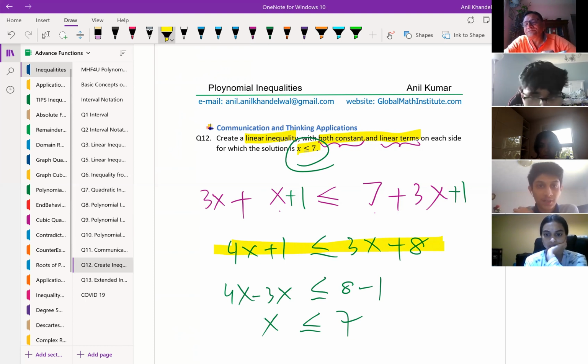Sure. So there's a diverse amount of answers for questions like these, right? There's a lot of answers for questions like these. Right? Yes, yes, yes. Many answers. Of course, you could add anything, right? But the idea is you have to add a linear term on both the sides. Is it okay? Yes. Sir.